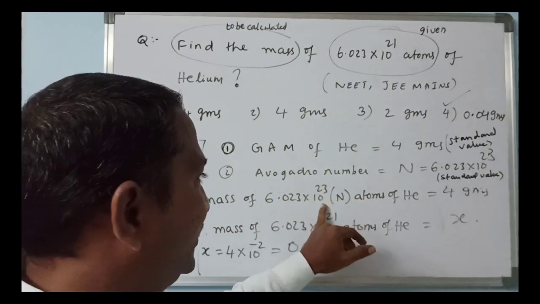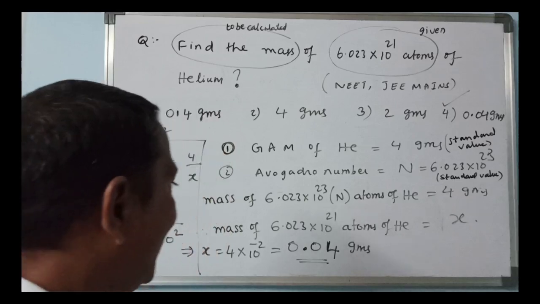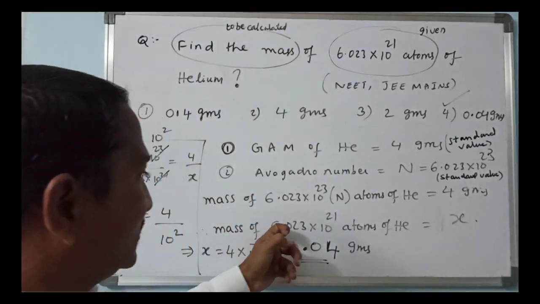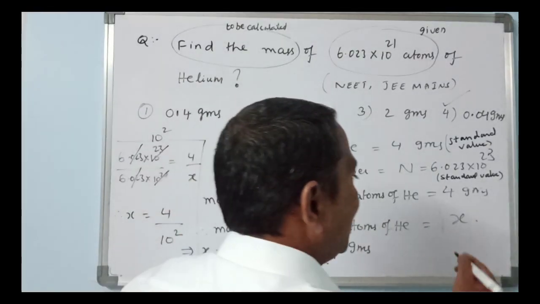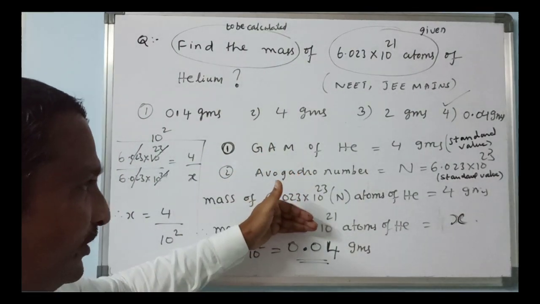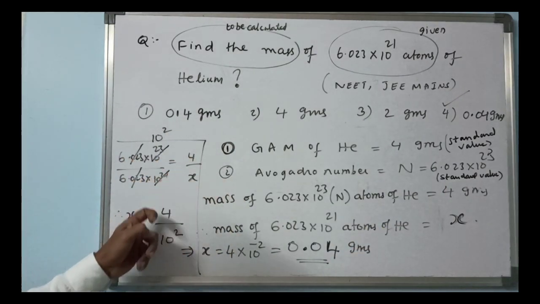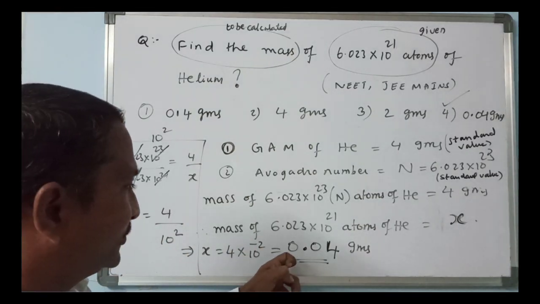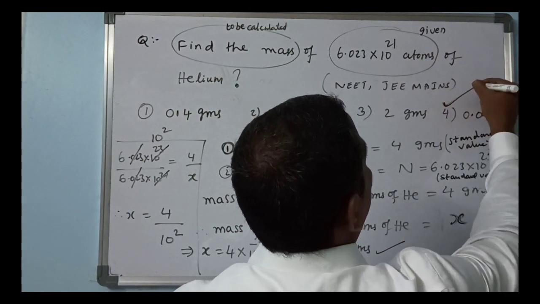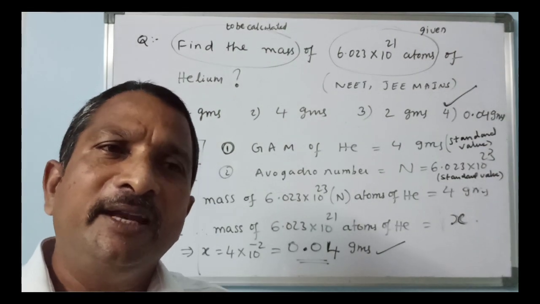Then you write the relation between two standard values. Mass of 6.023 into 10 power 23 atoms of helium, that is called gram atomic mass, is equal to 4 grams. Okay. Then you write the mass of the given number of atoms. Mass of 6.023 into 10 power 21 atoms of helium. How much? We know that is x. Then you write left value by left value, right value by right value. So this by this is equal to 4 by x. X is equal to 4 by 10 square. X is equal to 4 into 10 power minus 2. That is equal to 0.04 grams. Okay. 0.04 gram. Fourth option correct. Very simple problems. If we understand the content, we can easily solve any problem. Okay.